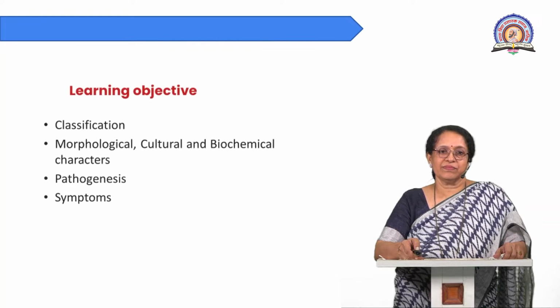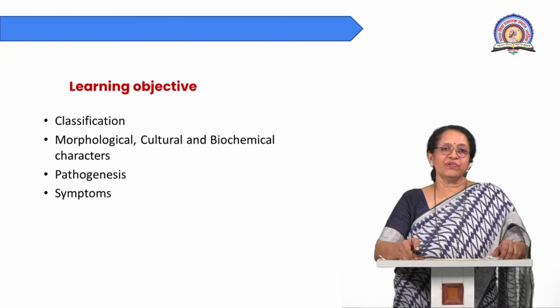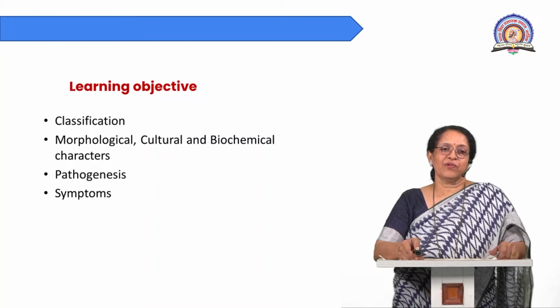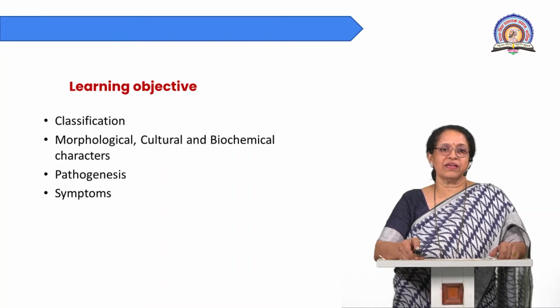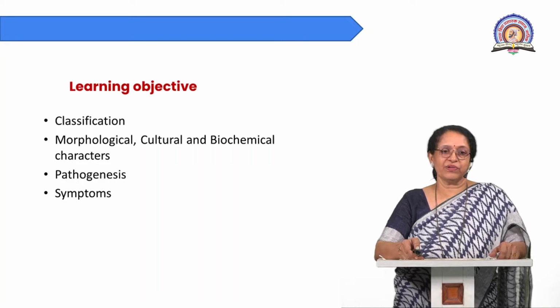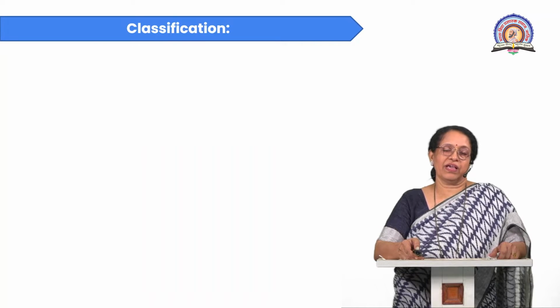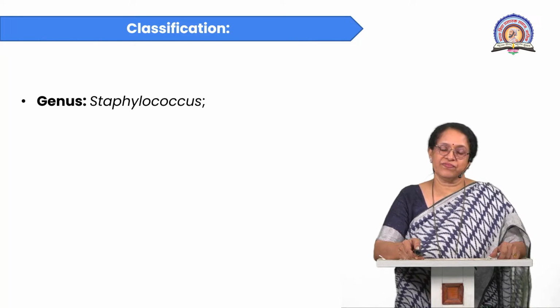This organism, Staphylococcus aureus, we are going to classify here. We are going to study the morphological and cultural characteristics of this microorganism. Then pathogenesis, that is how this microorganism causes various diseases in human beings, we are going to study here, as well as various symptoms after disease production by the microorganism. So before starting pathogenesis, let us classify this microorganism first.